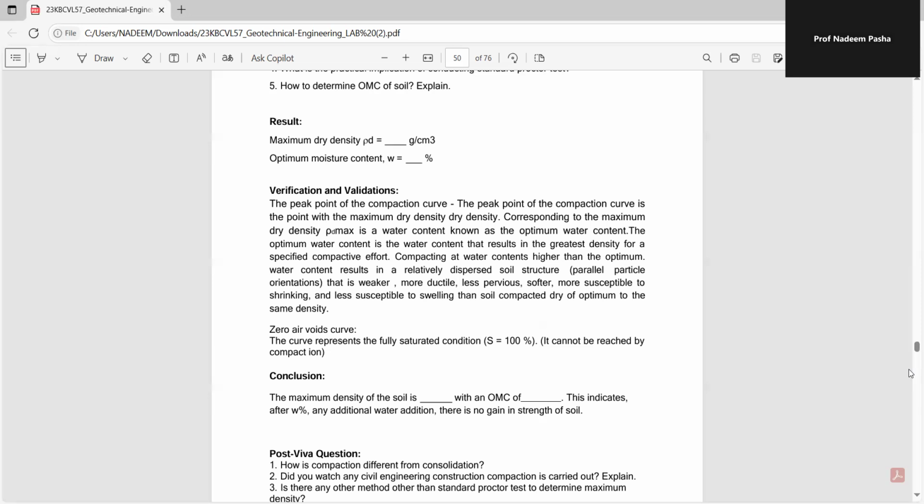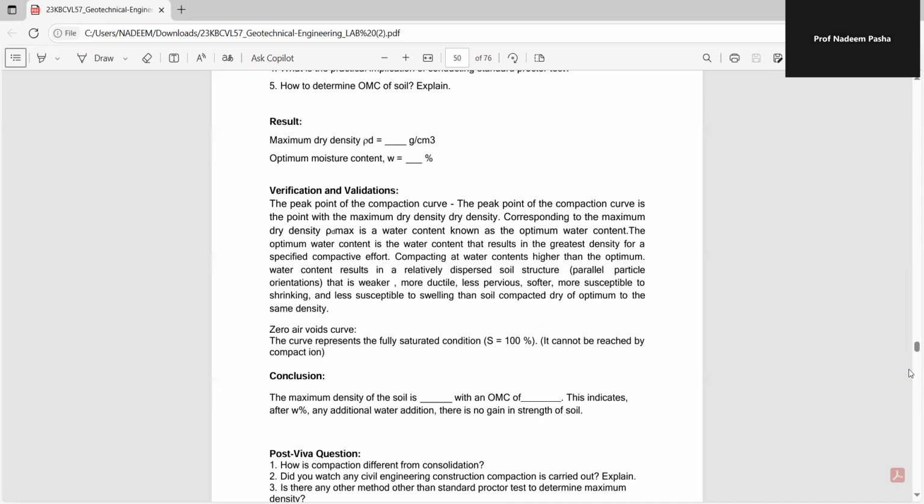Zero air voids line. The curve represents the fully saturated condition, S equal to 100%. It cannot be reached by compaction. So what is the conclusion? The maximum dry density of the soil is some value with an OMC of some value. This indicates that after w percentage, with any additional water addition there is no gain in strength of soil. So what is happening is, if the maximum density of the soil is known to you with an optimum moisture content, then any additional water gives no gain in strength, so the optimum moisture content value has already been achieved.